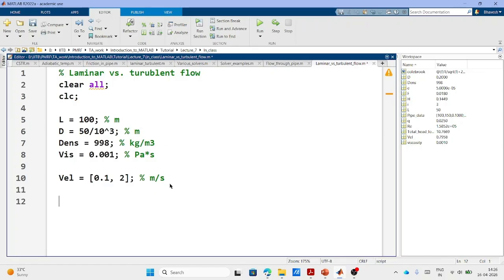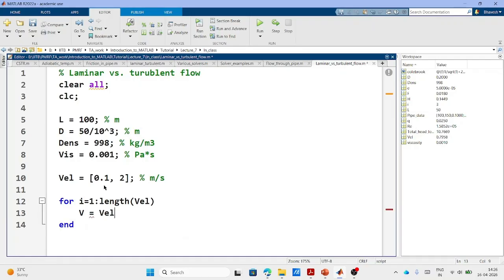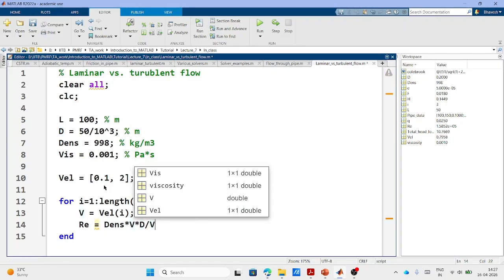So first thing here, we will have to run a loop which will go through both the velocities. So for I, I will start with one for loop which goes to the length of vector velocity, right? I will take out the velocity v as vel comma I, sorry. Okay, so this is my velocity. I will find the Reynolds number, which is rho into velocity into diameter divided by viscosity.